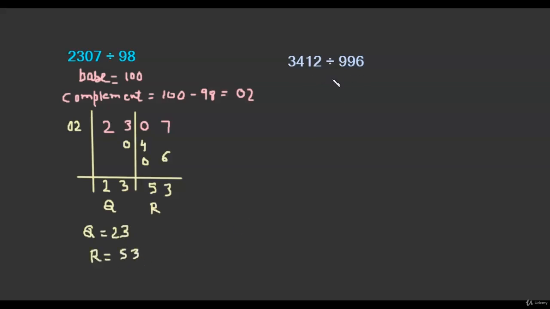Now let's try one more problem, and this time the divisor is 996. So the base will be 1000 and complement.